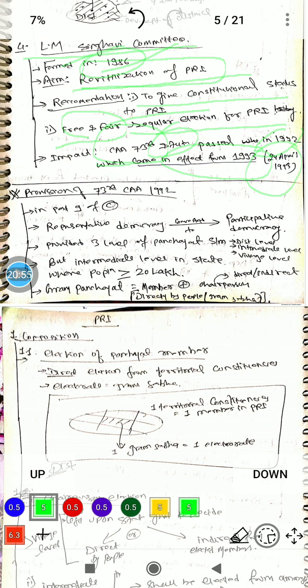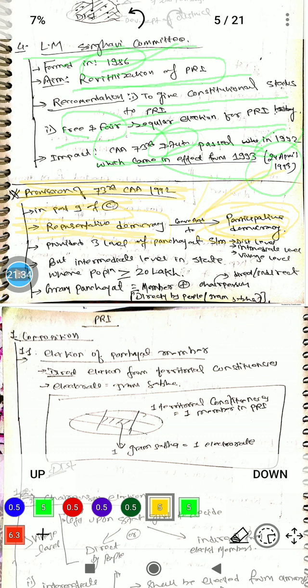Now let's study the provisions in the 73rd Constitutional Amendment Act of 1992. The 73rd Constitutional Amendment Act was mentioned in Part 9 of the Constitution. After enacting the 73rd Amendment Act, we moved from representative democracy to participatory democracy, because a lot of local people really participated.